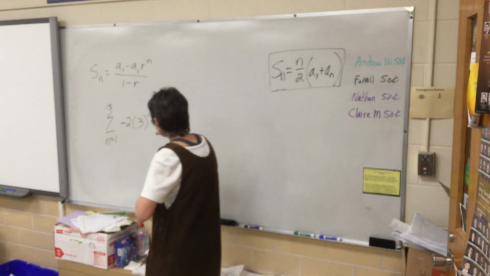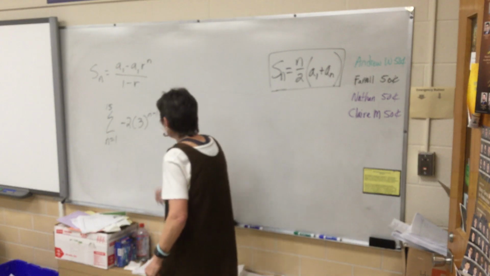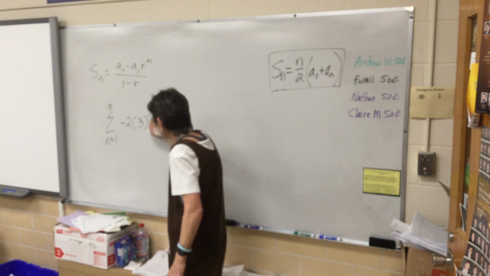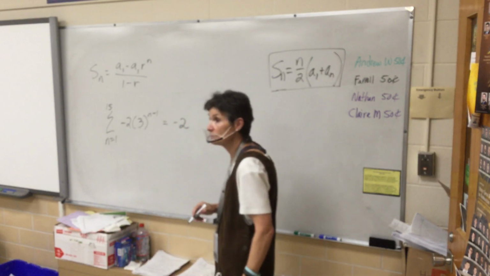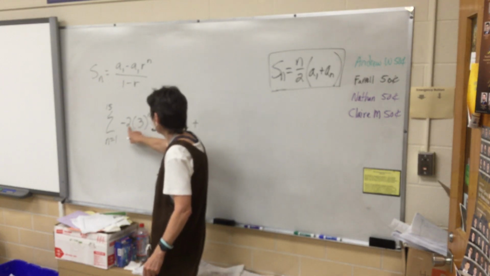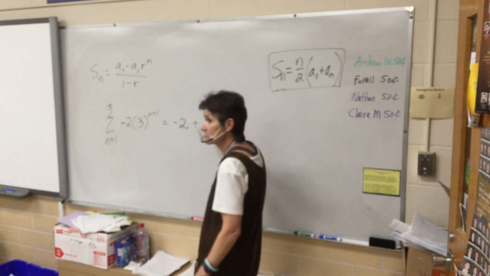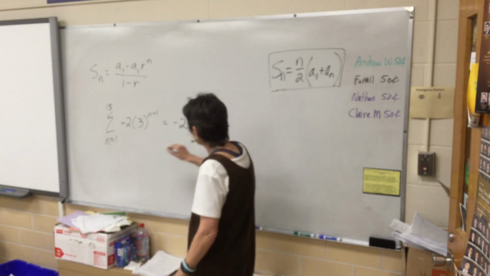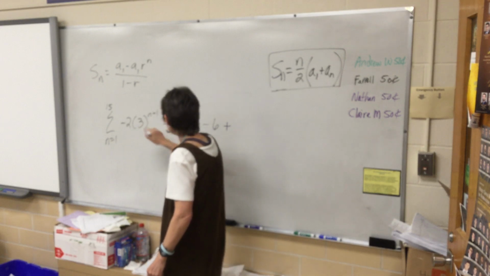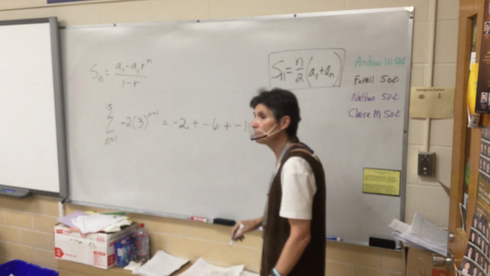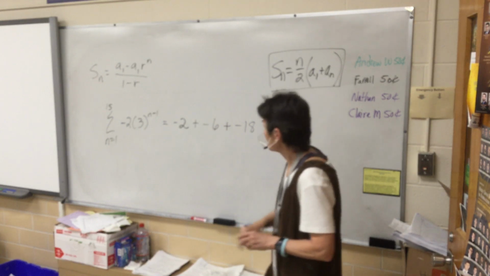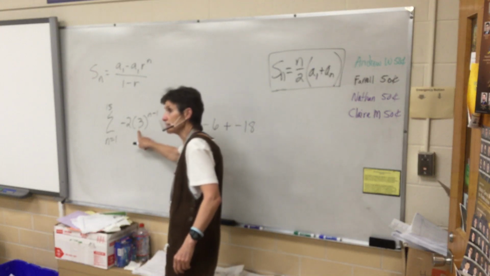Okay, so what did you get? Did you get -2 when you put in 1? Put 1 in here. 3 to the 0th is 1 times -2 is -2. All right, now let's put in 2. So now we have -2 times 3, so that would be -6. And then I'll put in 3, and I'll have -2 times 3 squared, so -18. And that's probably enough for you to figure out what's going on. This is geometric, and the common ratio is 3.